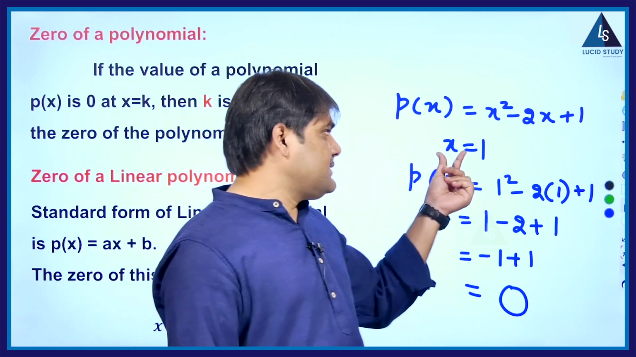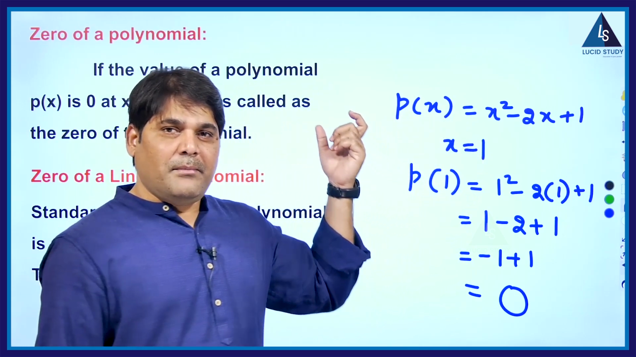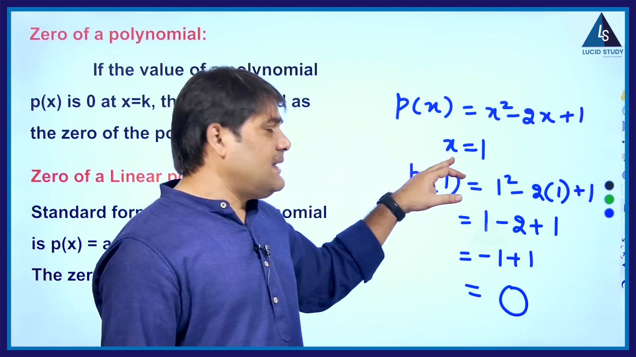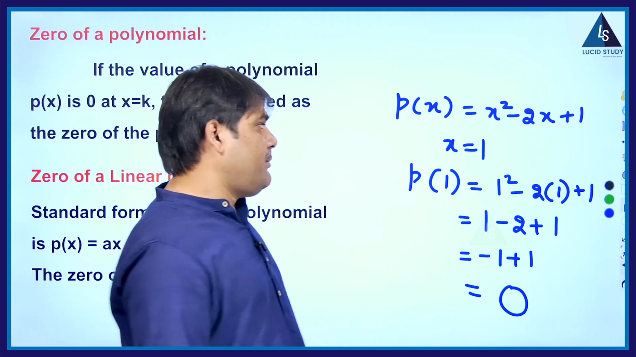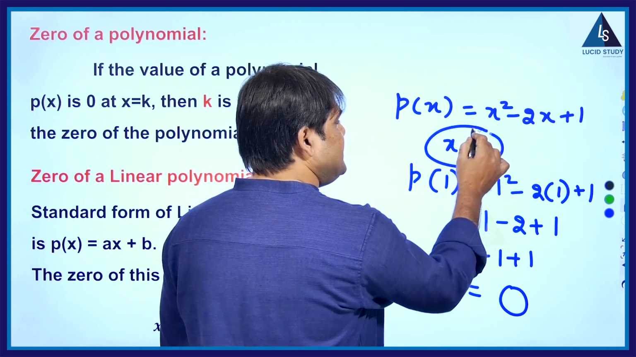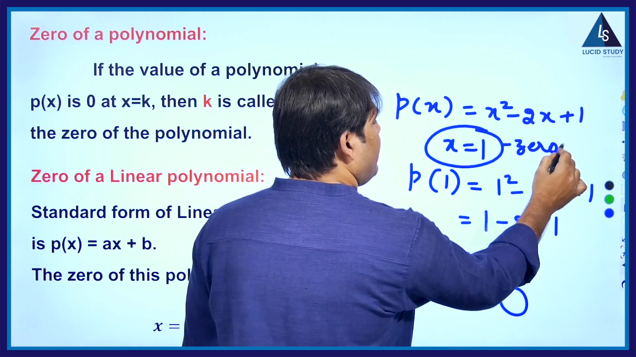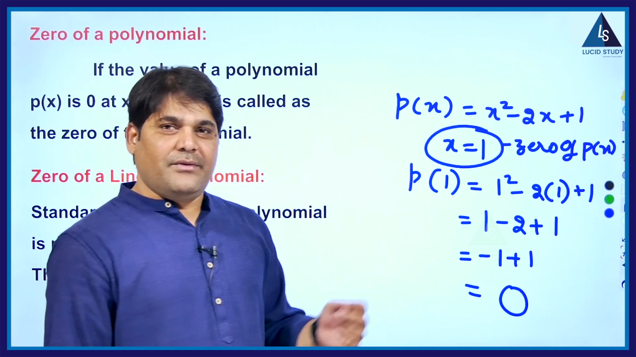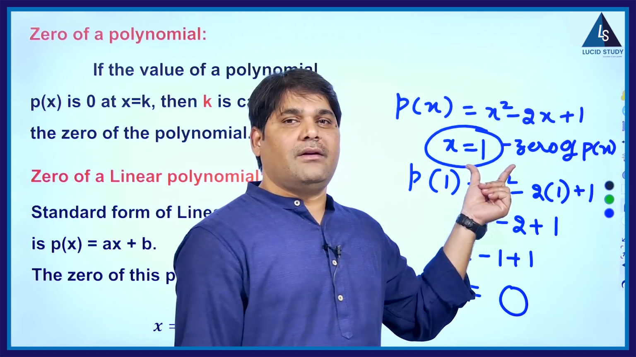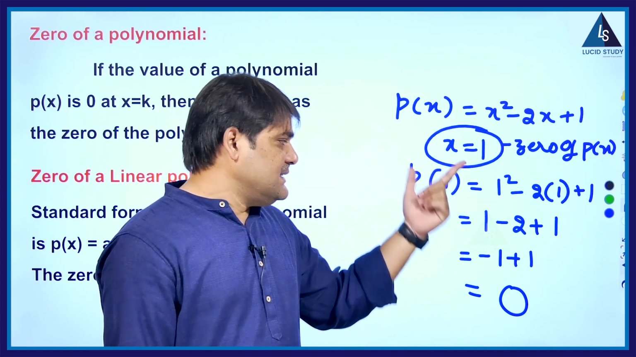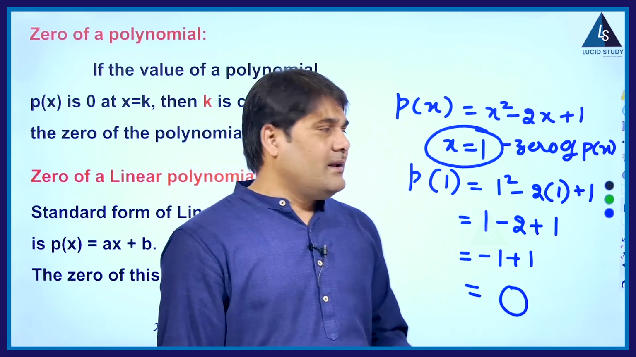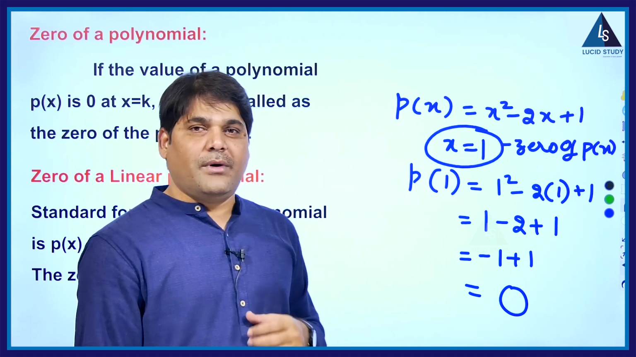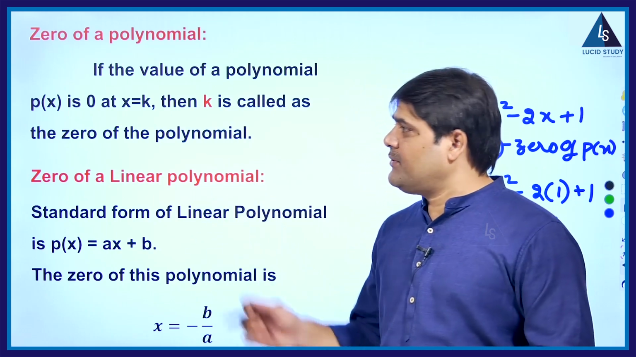So you are substituting x is equal to 1 in this polynomial, and the value of the polynomial we are getting is 0. So this x is equal to 1, whatever value you are placing here, is called a 0 of p of x, a 0 of this polynomial p of x. If you substitute x is equal to k in this polynomial and you get the answer as 0, then the value you substituted is called a 0 of the polynomial. Right, children?